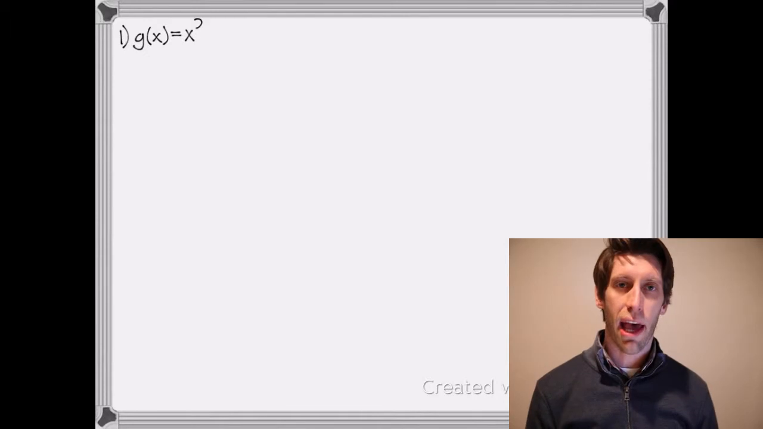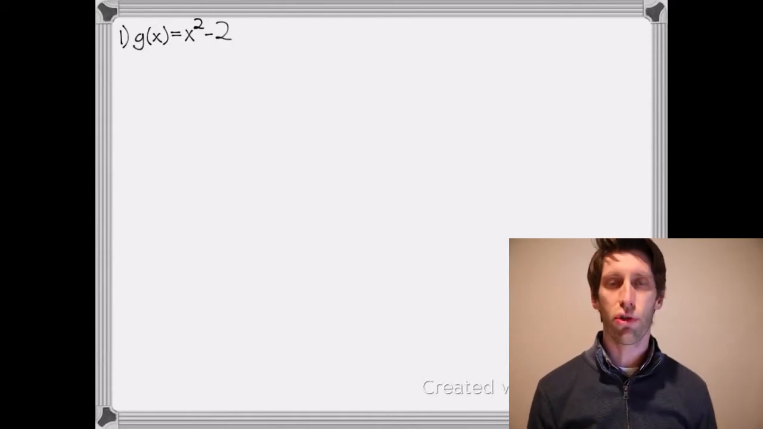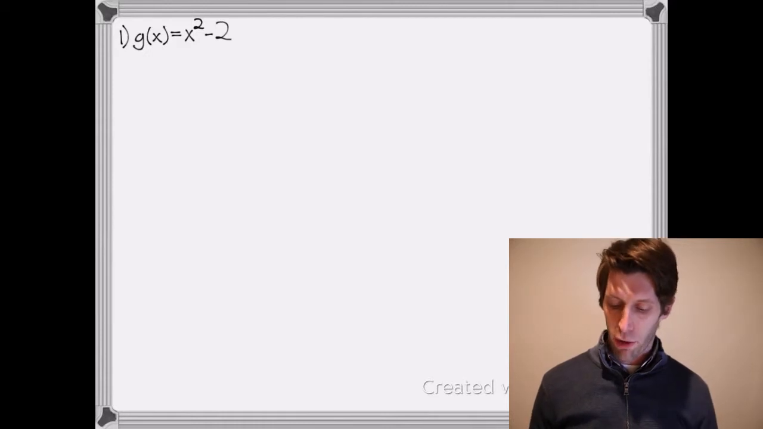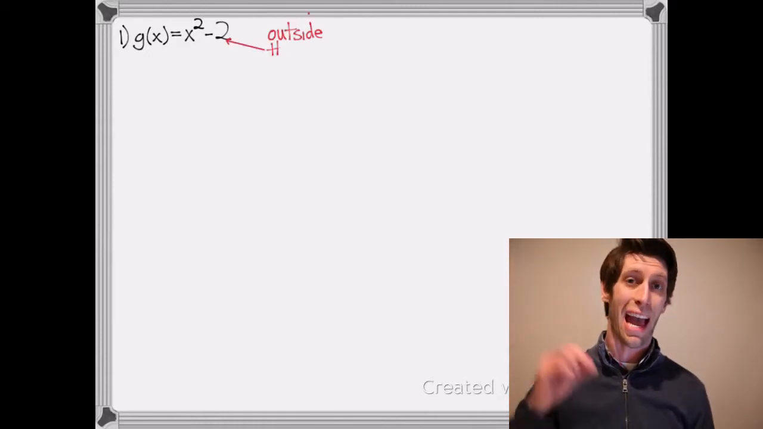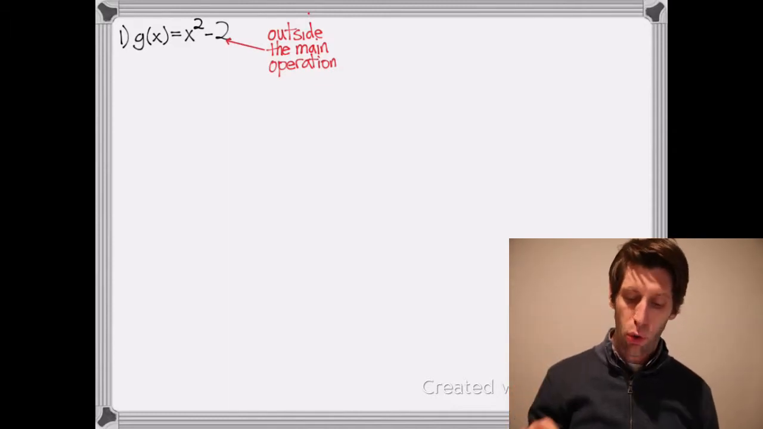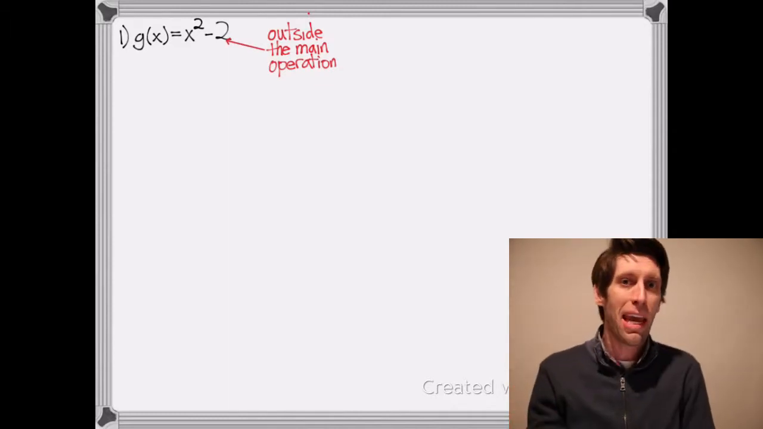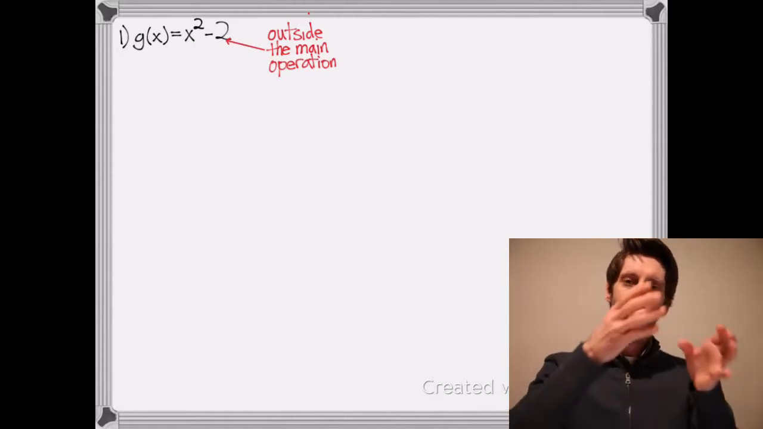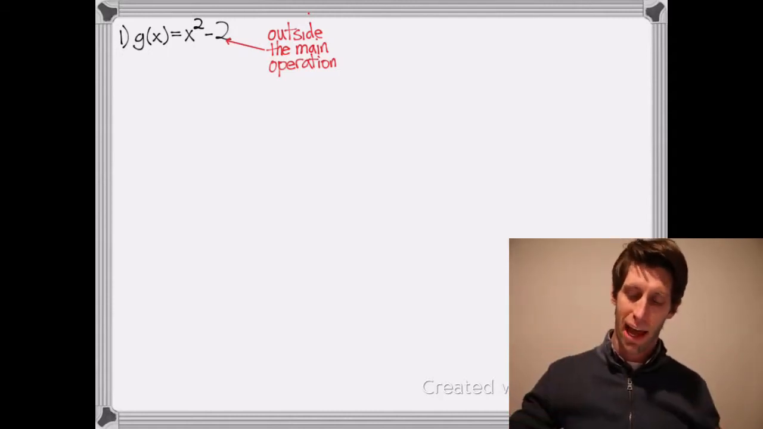First, we're going to take a look at the first part of this example, which was g of x equals x squared minus 2. Now, you'll notice that the basic function to which this corresponds is x squared. So this is going to look like a parabola. But that minus 2 occurs outside of that main operation. And what I mean by that is that the subtraction occurs outside of that squaring.